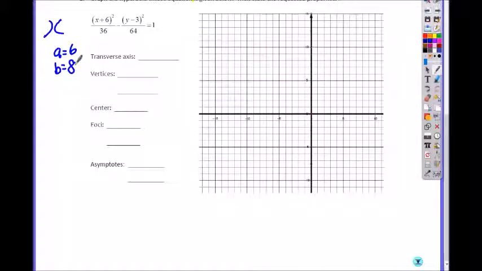So again, find the center first to graph it. Where's the center? It's x minus h, so minus 6. Y minus k, so k is 3. So negative 6 and 3 is my center. This time, I go horizontally to find the vertex. So I go 6 to the left or right. So 2, 4, 6. From here, 2, 4, 6.